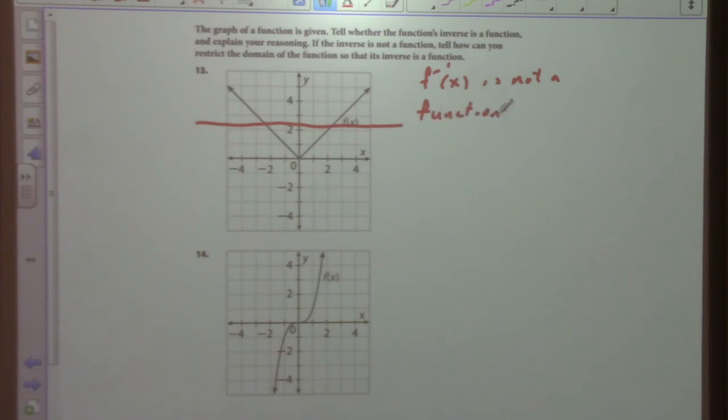And explain your reasoning, right? How would you explain your reasoning? Ben explained that if the thing reflected, it would look something like that. But how could you say that? It might be easier to say that the inverse is not a function because it doesn't pass the horizontal line test. Yes, very good. In fact, Gabby just said it here: does not pass the horizontal line test. So I'm going to change that and say fails the horizontal line test. Okay, so that would be that one.